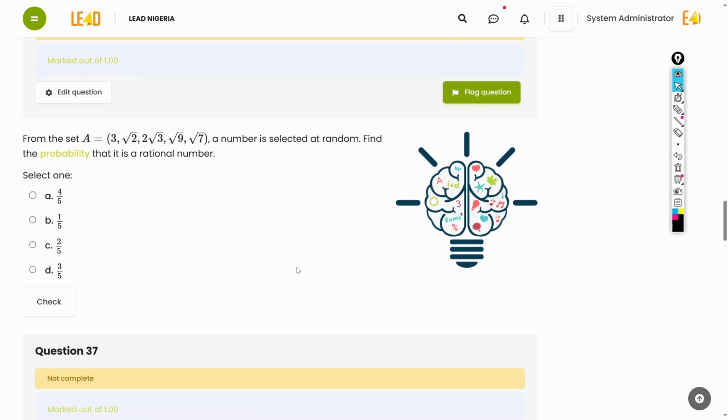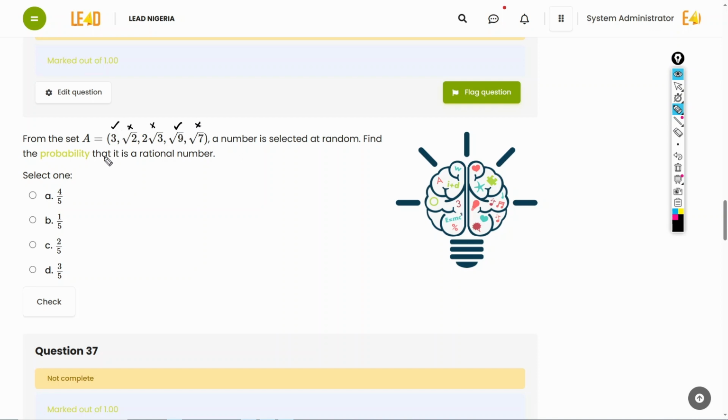Okay, so a number is selected from the set. Find the probability that it is a rational number. All right, so rational numbers are numbers that can be written as fractions. So they are not surds. Any number that cannot be simplified to a fraction or a whole number is not a rational number. So like root 2, this is not a rational number. This is not a rational number. This is a rational number because it is 3. And this is not a rational number.